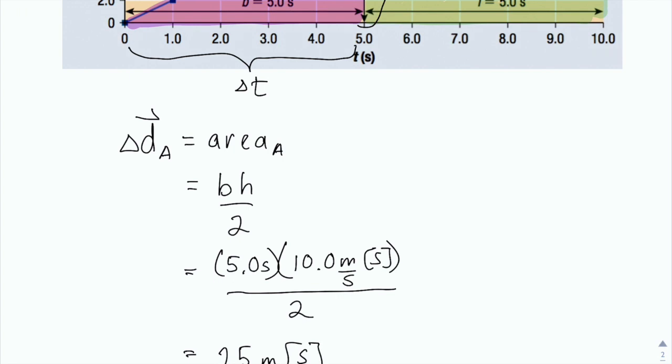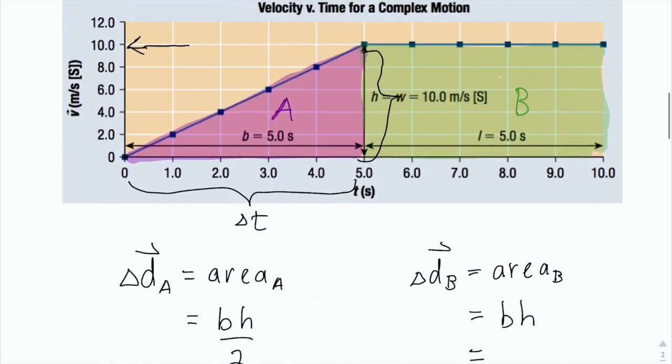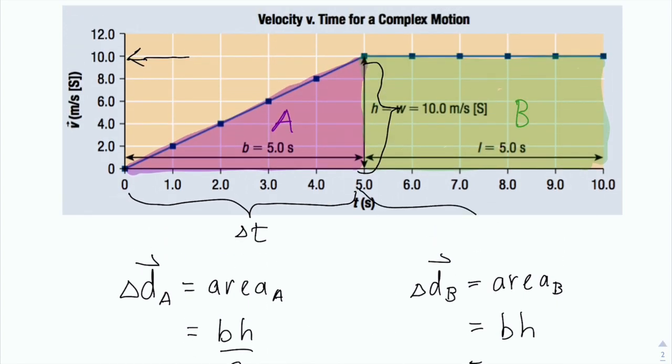We'll do the same for area B. Area B is a rectangle. And the formula for the area of a rectangle is base times height. So let's take a look at these values. The base would be the elapsed time from 5 to 10 seconds. And during that time, an additional 5 seconds passes. The height can be measured off the graph, and this would be 10 meters per second south.